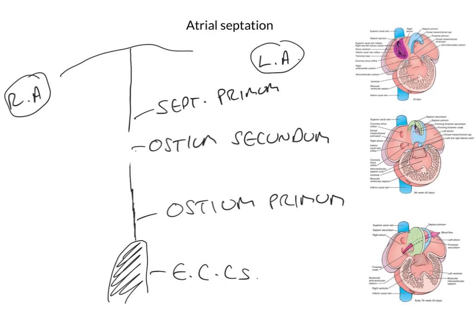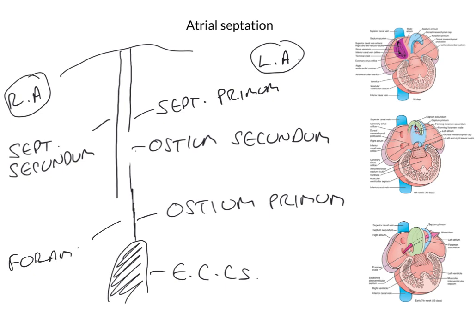And septum secundum grows down like this. And it comes to overlap ostium secundum. So this is septum secundum. And importantly, you'll note that it is overlapping ostium secundum at this point. Now, the free edge of septum secundum is kind of oval shaped, and the hole that is formed at the free edge of septum secundum is called foramen ovale. Okay, so this is foramen ovale.